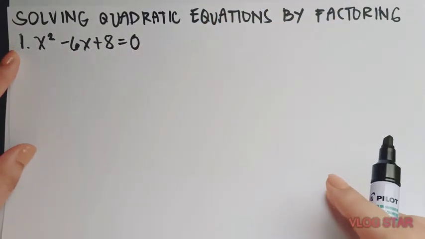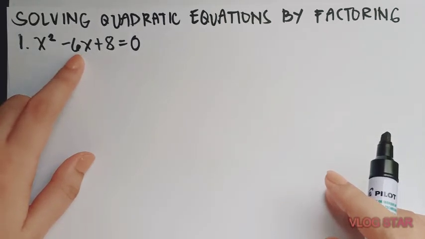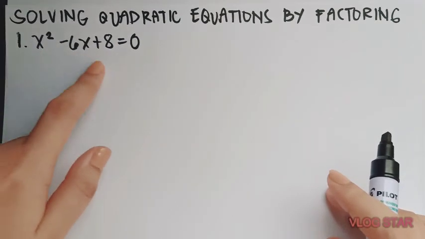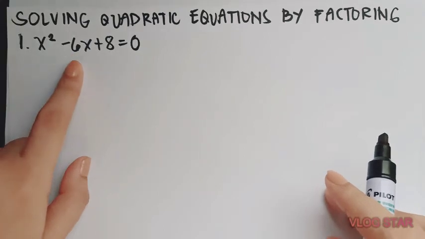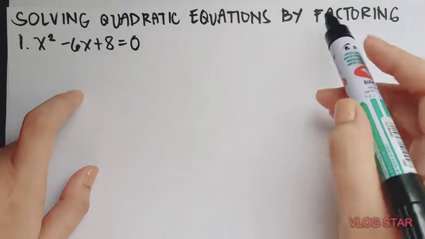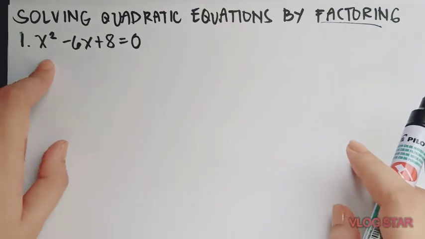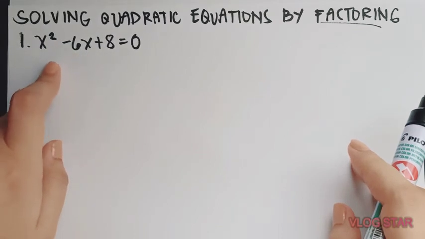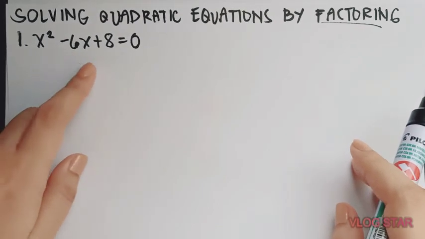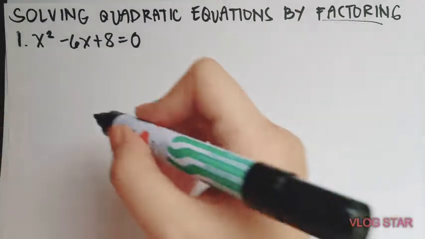So if you'll notice, we have b in this equation and b is not 0, that is negative 6. And this equation is a trinomial. So the best method, or one of the methods that we can use in solving this, is by factoring. So how can we do that? First, we have to check if the given quadratic equation is written in standard form. And in this case, it's already written in that form. So we can now proceed.